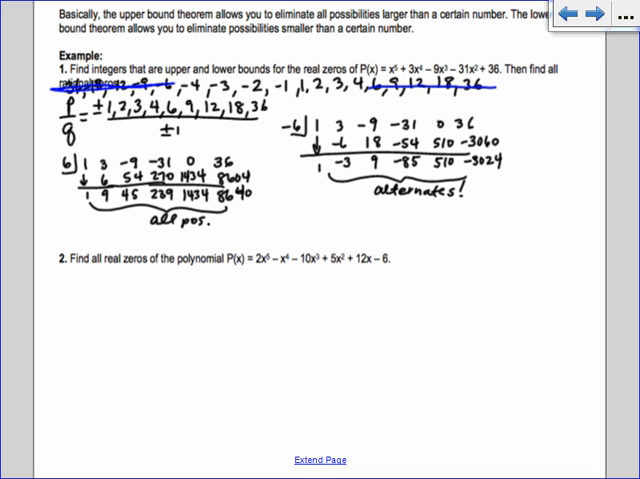So you could continue to kind of bring your numbers in and eliminate more and more. So the next thing I would probably try would be like 2 or 3. Right, and then I would try like -2 or -3. Does this make sense? And you keep eliminating, eliminating, eliminating.